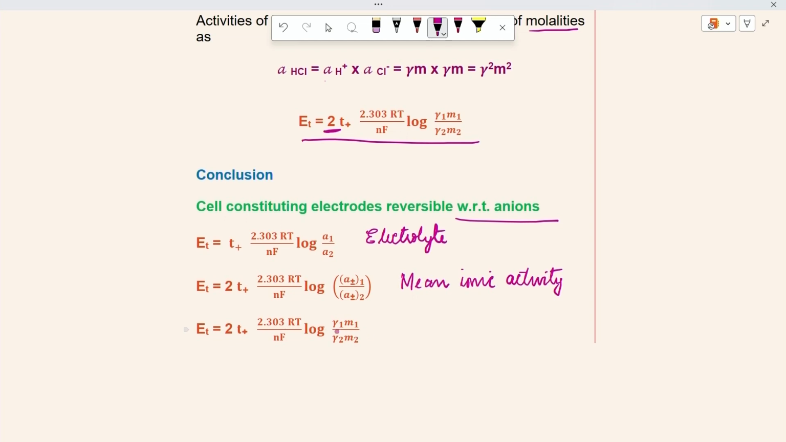Again, when I take it as a product of activity coefficient and molality, it becomes 2t+ 2.303 RT by nF log gamma1 m1 divided by gamma2 m2. So, that is all with this session. Thank you.